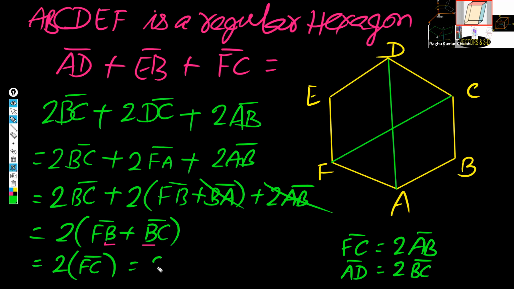Both are correct. You did good. FC is nothing but twice of AB. Done. Your answer is 4AB. Yes, sir. Got the same, no? Yes, sir. That's it. So without considering the point of intersection there, I did it in this way. Yes, sir. Okay?